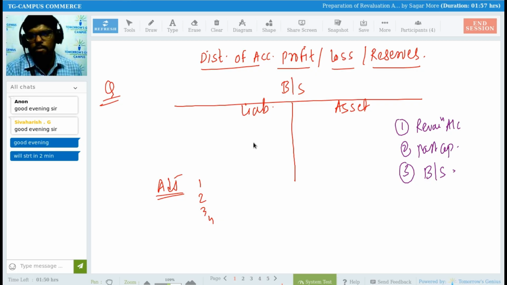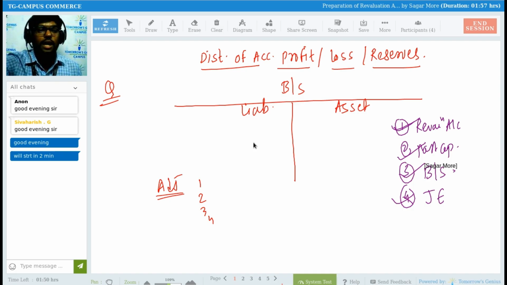So there is possibility that sometimes they will ask you to pass journal entry, right? The combination can be passing journal entry and revaluation, or instead of journal entry they will ask you to directly prepare revaluation account, partners capital account and balance sheet. They will not ask everything for 6 marks, right? They will do a combination that you have to prepare revaluation account, partners capital account and balance sheet for 6 marks, or they will ask you to pass journal entry and prepare revaluation account. That can be a combination they will ask you, right?